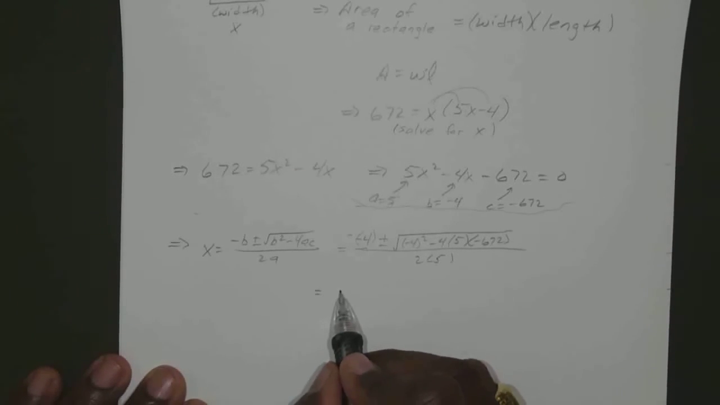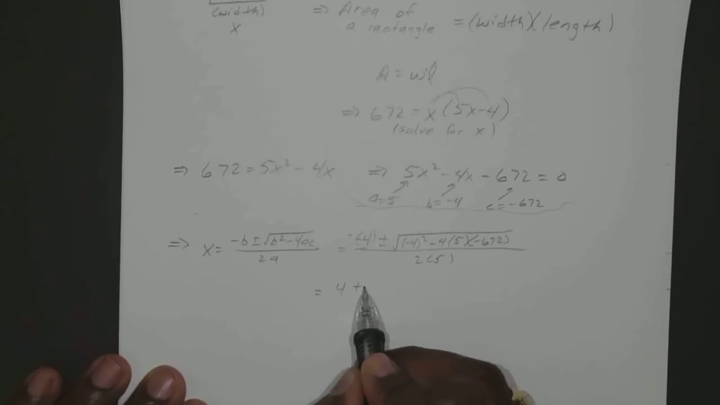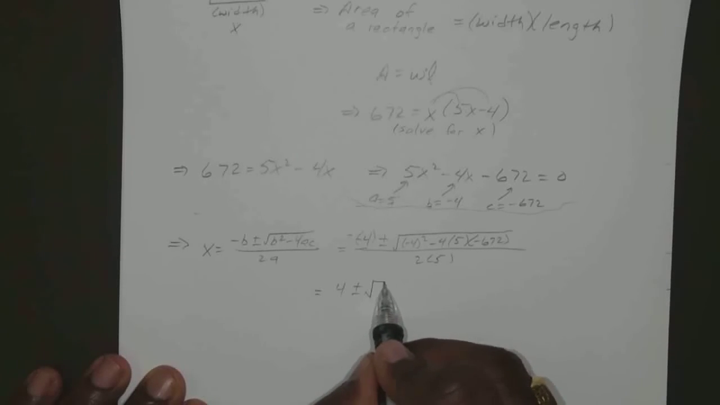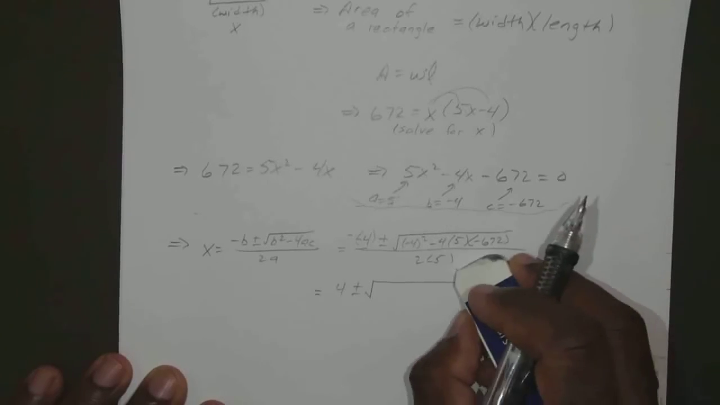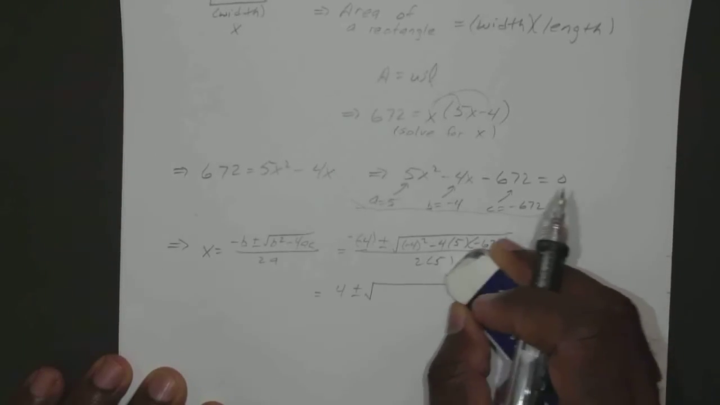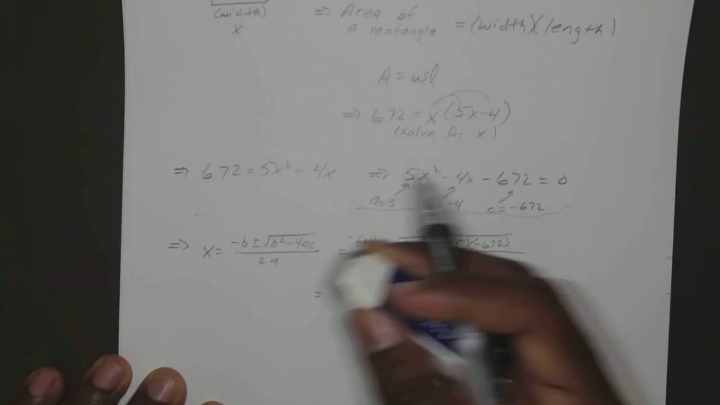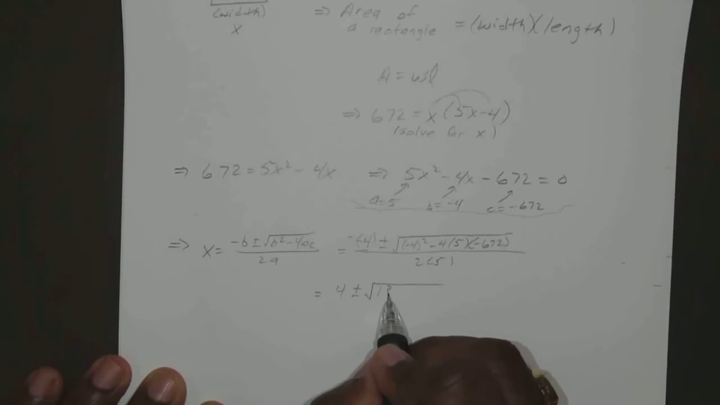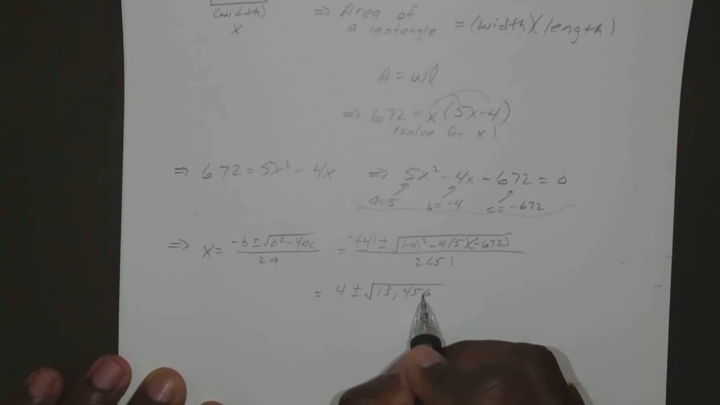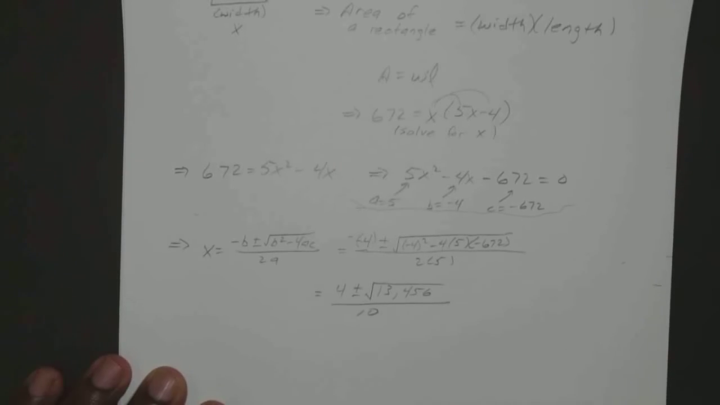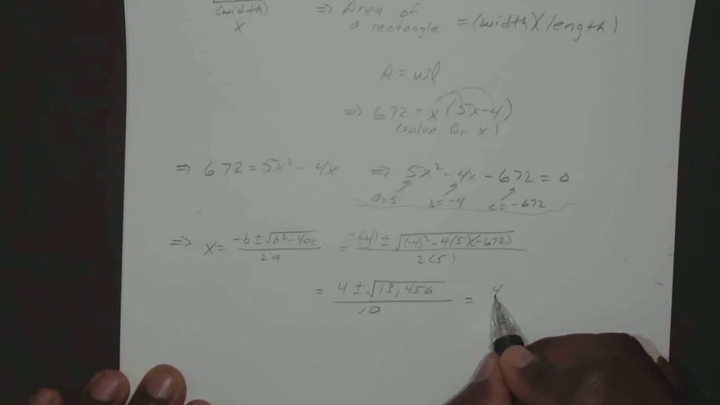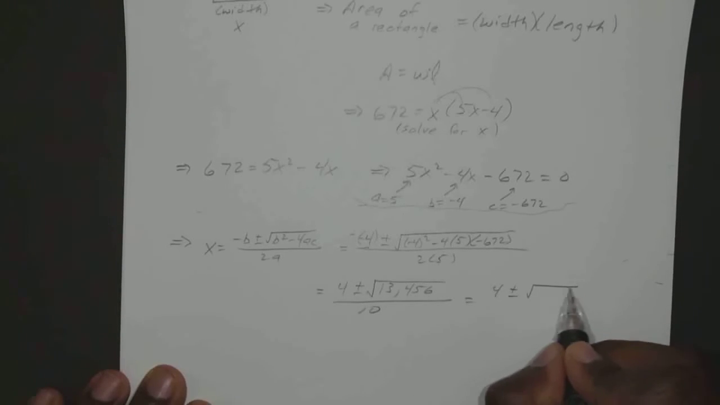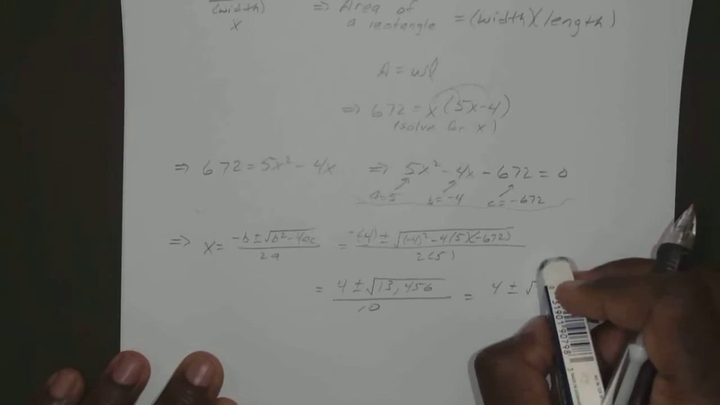Alright, so that gives us 4 plus or minus the square root. Actually, just skip ahead to the final answer since we're running out of space. And that's the square root of 13,456 divided by 10, which is equal to 4 plus or minus 116 over 10.